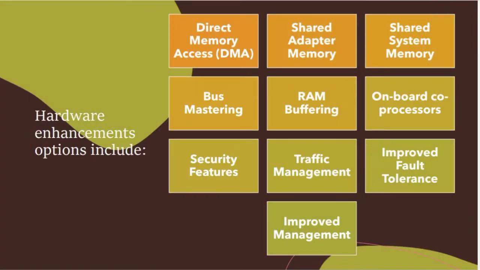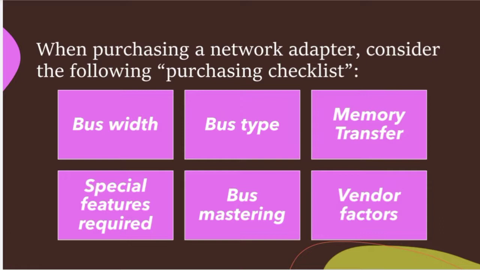Hardware enhancement options include Direct Memory Access or DMA, Shared Adapter Memory, Shared System Memory, Bus Mastering, RAM buffering, onboard coprocessors, security features, traffic management, improved fault tolerance, and improved management. When purchasing a network adapter, consider the following purchasing checklist. The first one is the bus width, the bus type, memory transfer, special features required, bus mastering, and vendor factors.